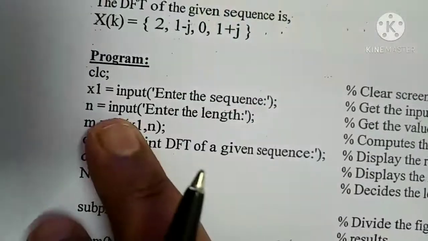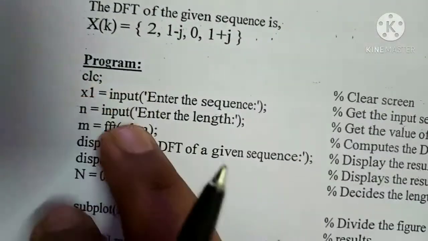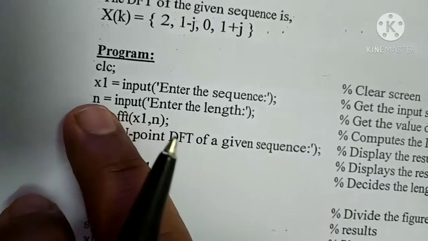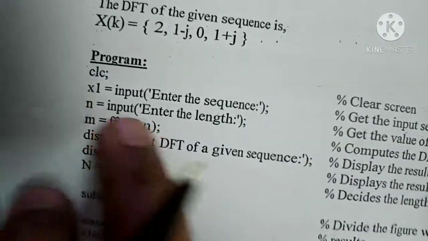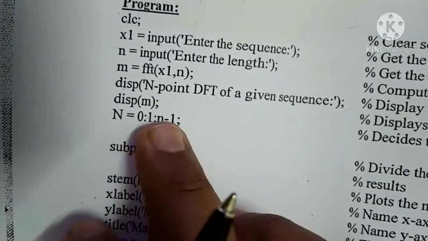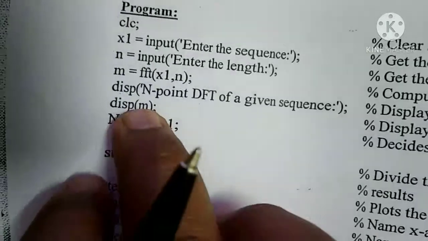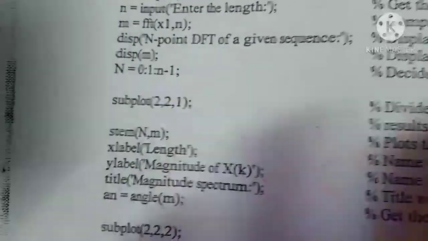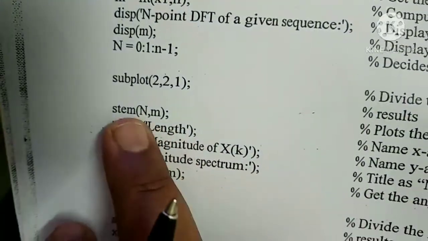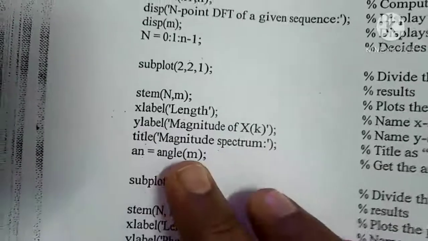Here we are using a simple keyword, FFT. So x1 is my input. How many point DFT do I want? For example, N is equal to n: 5 means 5, 10 means 10. If I want 4, you can put it here. You will get the answer, and this answer we can display by using display of the magnitude. If I want to plot it, just use stem of n comma m, and it will plot the magnitude graph. If I want the angle, I have to go for angle of m, and it will display the angle graph.